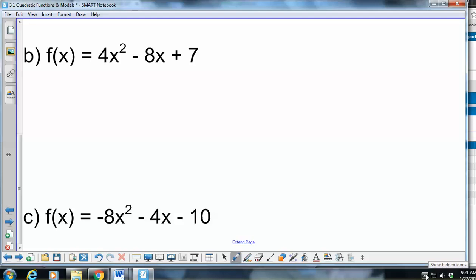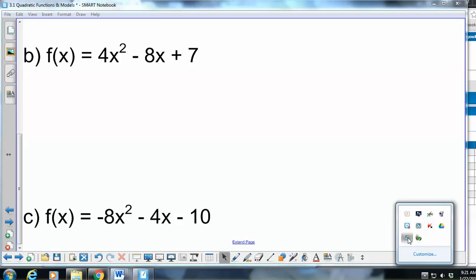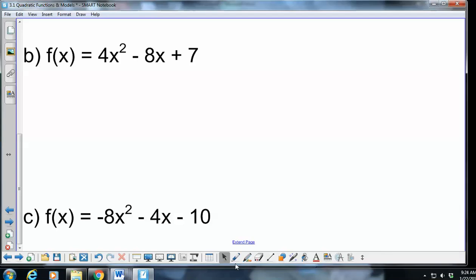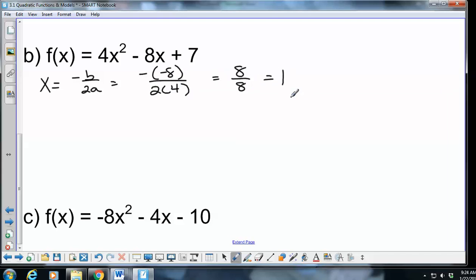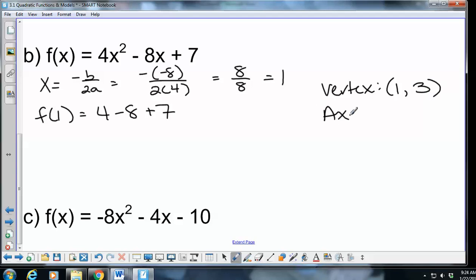Okay, I want you guys to try B and C. Find the vertex, find the axis of symmetry, decide if you open up or down. So first one, find the vertex. You do the opposite of b over 2a. So that would be the opposite of -8 over 2 times 4. So 8 over 8 is 1. So that's the x value of the vertex. Plug it in to get your y, and you get 3. So then the axis of symmetry, x equals 1. Open up or down?